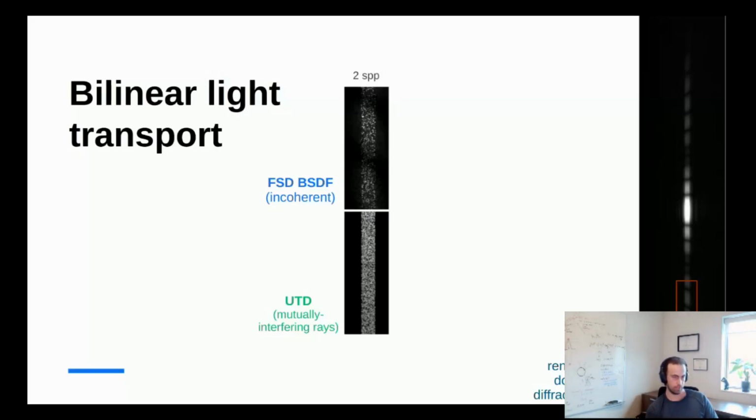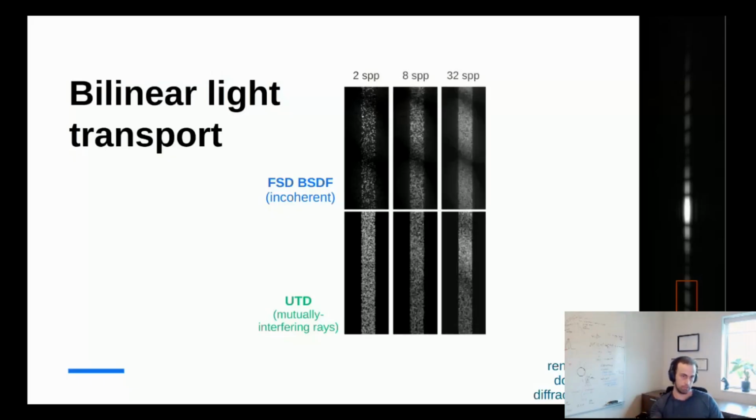UTD, on the other hand, the bilinear framework, is just noise because we didn't have enough samples to mutually interfere and produce the pattern. As I increase the sample count, you can see that slowly the fringes will start to appear. So what happens is that multiple samples will destructively interfere in order to chisel away at the diffraction pattern, right? While with the incoherent framework, that doesn't really happen. So with the incoherent framework, the pattern appears much earlier.